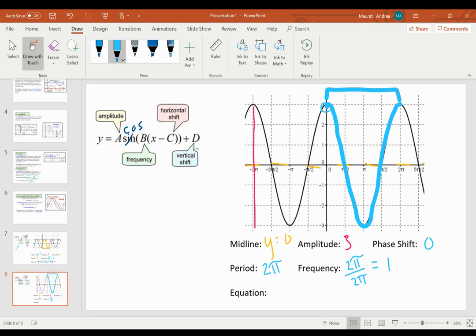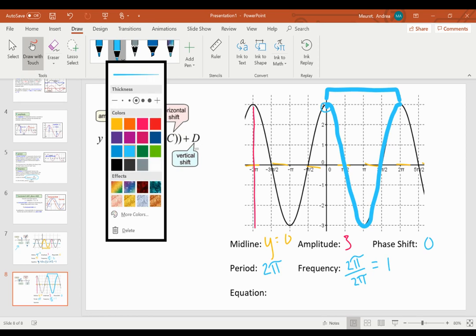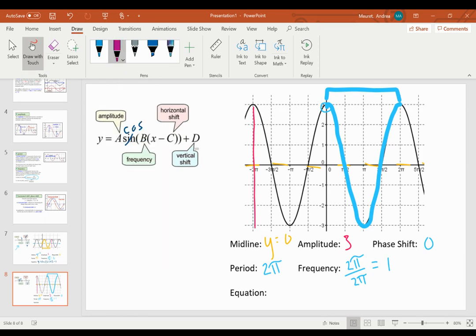And so for this equation, when we put everything together, we do have an amplitude here. So y equals, the amplitude is 3, and again, we're doing cosine. The frequency is 1, and there isn't a phase shift, so it's just cosine of x. And the midline is at 0, so there's nothing to write at the end. So y equals 3 times the cosine of x is the equation for this graph.